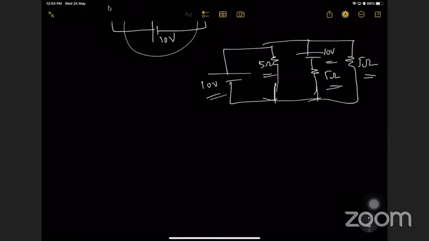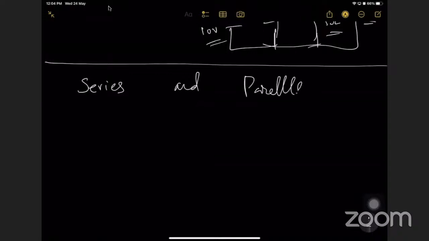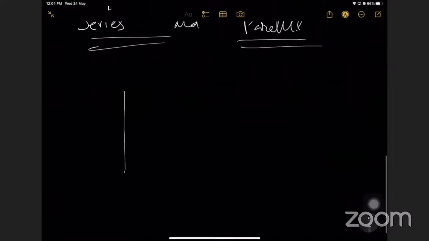Sorry. That is where we need to discuss something called series and parallel connections. Can anybody give me a practical example of series and parallel connections? Sir, parallel is in our homes, and the series connection we use in some street lights. Okay, the street lights. Let's start with that.